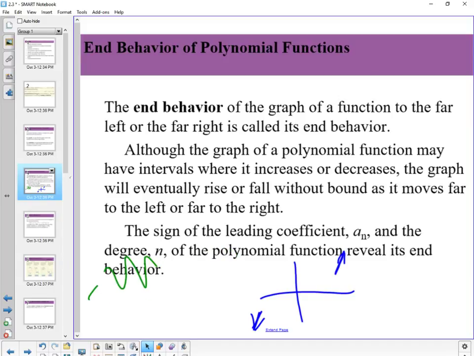Unless it's negative. If a is negative, what happens? It flips. So it's going to go, and then the arms will do that. Okay? So you'll have this red scenario where it's coming from positive infinity and they'll end up going down towards negative infinity. Questions on those end behaviors?